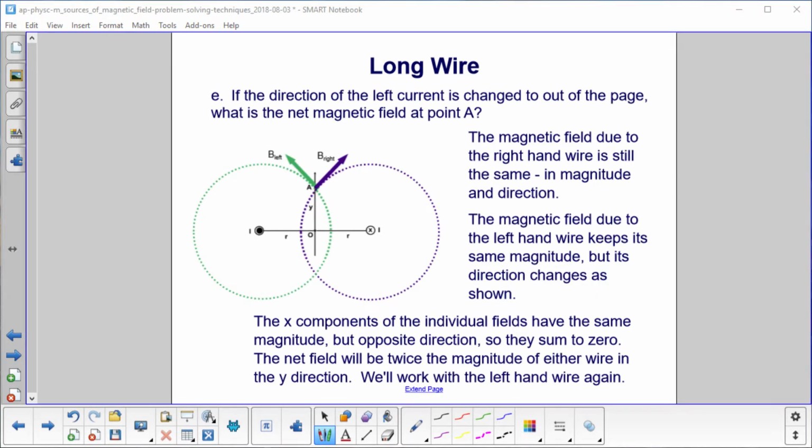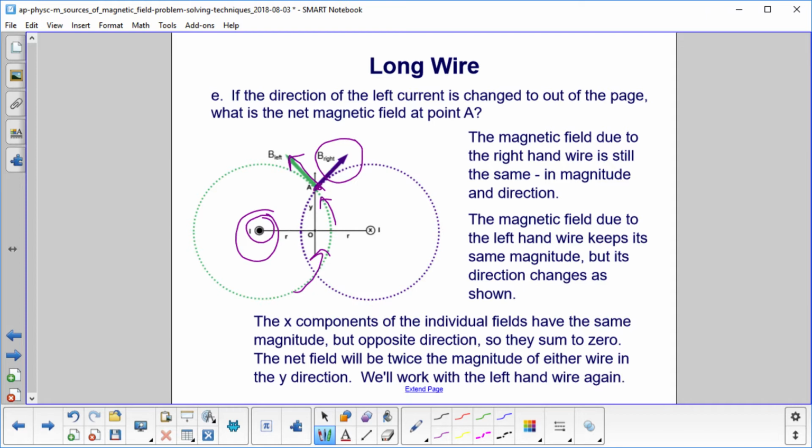If the direction of the left current is changed to out of the page, what is the net magnetic field at point A? So what we've changed is this guy right here. He's now coming out of the page. The magnetic field due to the right-hand wire stays the same. We didn't change anything. Same magnitude, same direction. The magnetic field due to the left-hand wire certainly keeps the same magnitude. You're still at the same distance from the wire, but its direction changes, right? Because if we take the right-hand grip rule, thumb out of the page here, we find our fingers curling around like this, and then at point A, you take the tangent, and there you go.